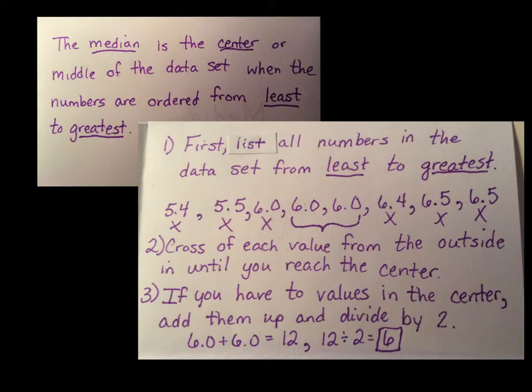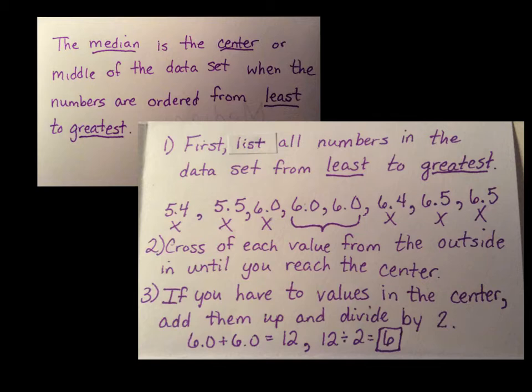The next flap down is the median. And on the left-hand side, just behind the word, you're going to write the definition. The definition of the median is the center or middle of the data set when the numbers are ordered from least to greatest. And that's the most important part. So when you go to write your steps, the first step is to list all numbers in the data set from least to greatest. Because if you don't list your numbers in order from least to greatest, you will have your median incorrect.